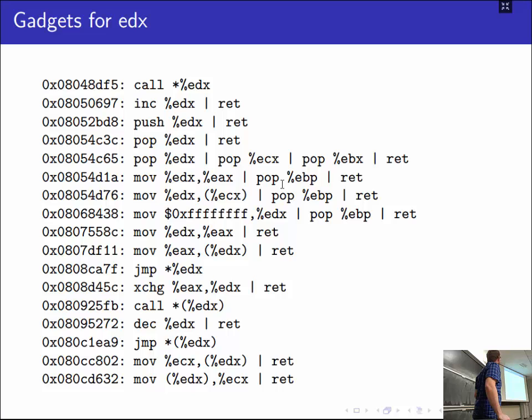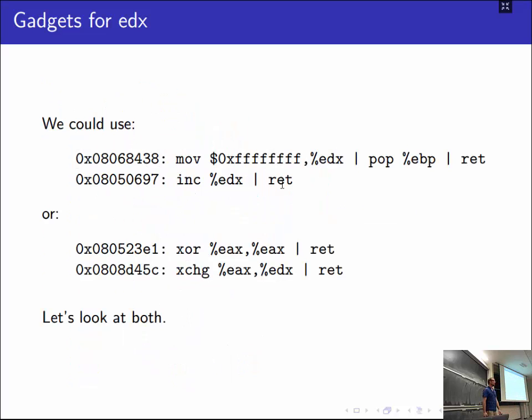Increment. Incremented by 1, beautiful. Yeah, exactly right. So move minus 1 into EDX, pop something into EBP, nobody cares, and then increase it by 1. Where's the increase? Up there at the very top, the second line. Increase it by one, and it's zero. Those are the two approaches. You can look at both if you like.